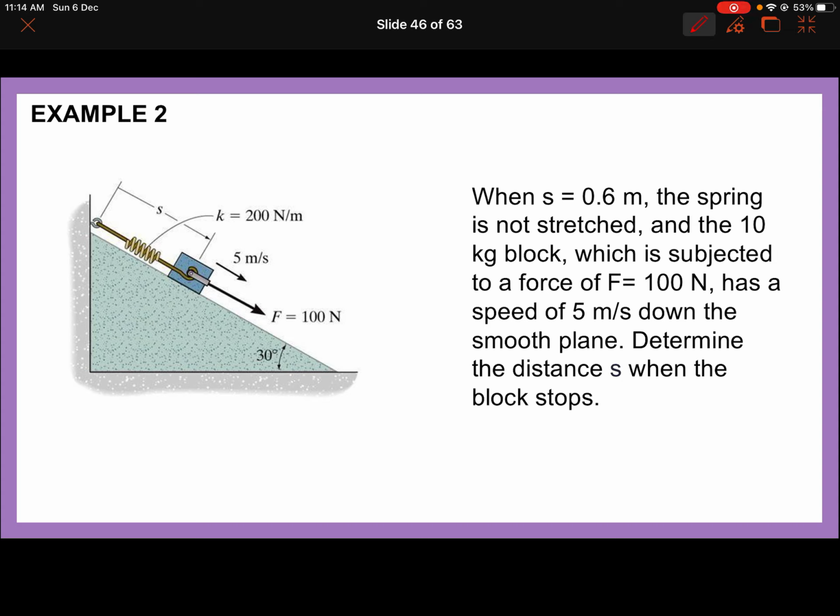So please try example 2. Try example 2 on your own. If there is any question, you can ask me.